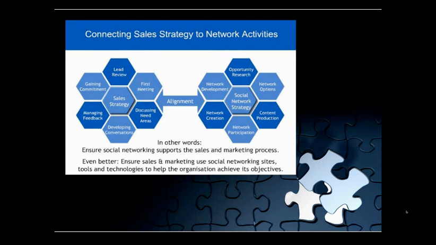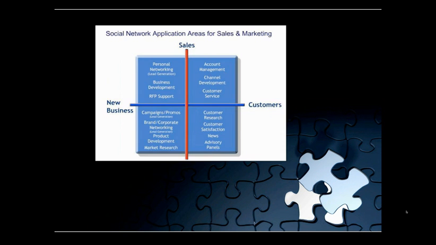So you want to ensure that sales and marketing use social networking sites, tools, and technologies to help the organization achieve its objectives. So everybody has to work together. This is what I'm talking about. Marketing, sales department, management, everyone has to work together, because if they're not working together like a puzzle piece, which is the theme of this PowerPoint, it's not going to work. It's not going to mesh together. It's not going to be a whole piece. It's not going to work. So you have to have all of these pieces aligned together, working together on the same page.